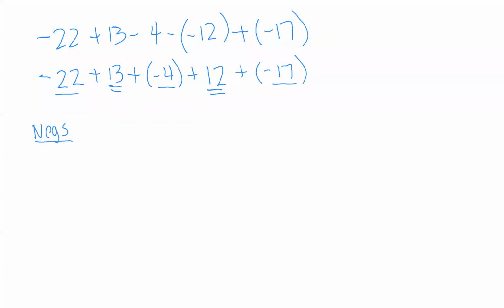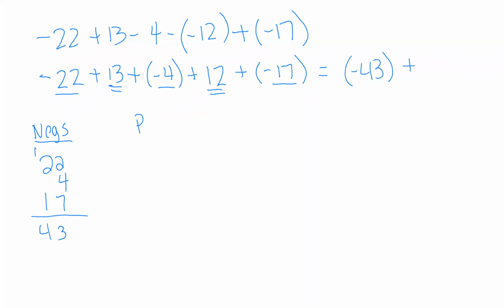So I had 22, I had 4, and I had 17. I want to figure out the sum of all of my negative numbers. So 7 plus 4 is 11, plus 2 is 13. So I keep a 3, I carry a 1. And then 1 plus 2 plus 1 is 4. So at this point, I know I have negative 43.